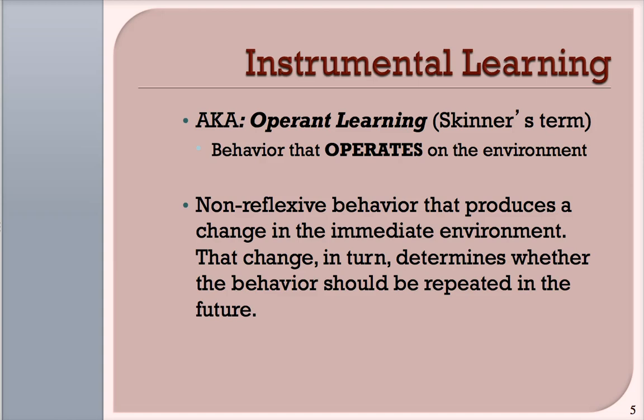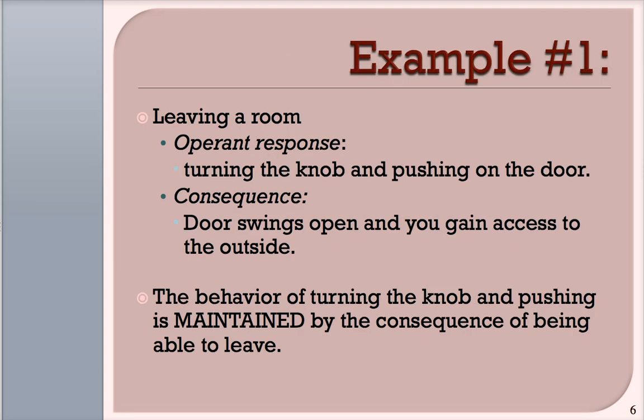So let me give you a couple of examples. The first one is being in a room and then deciding that you would like to leave the room. And so the operant response is going to the door, turning the knob, and pushing on the door. And the consequence is that the door swings open and you can go outside. And so the behavior of turning the knob and pushing is maintained by the consequence of being able to get on the other side of the door.